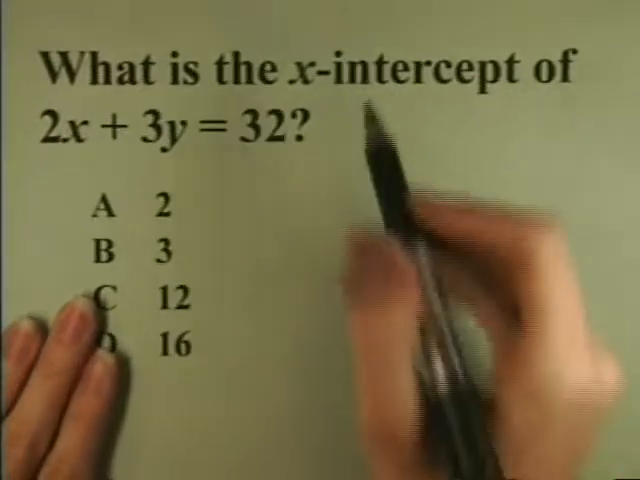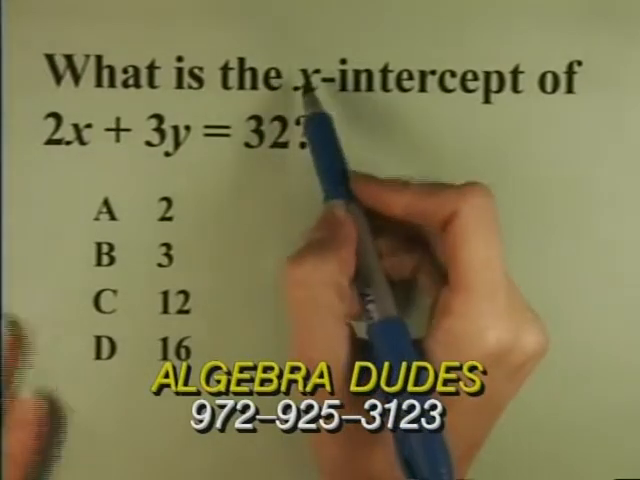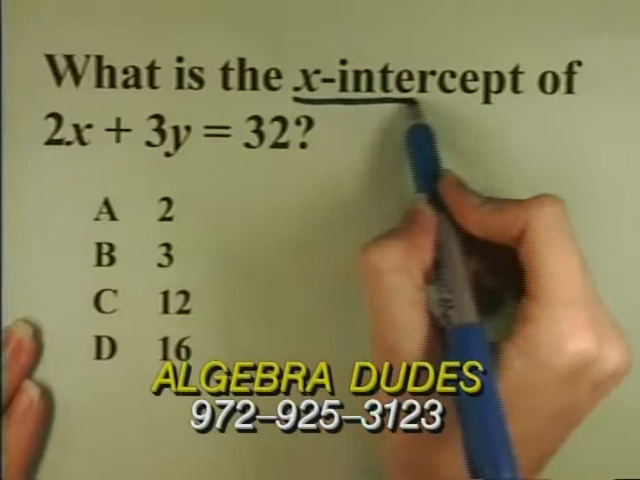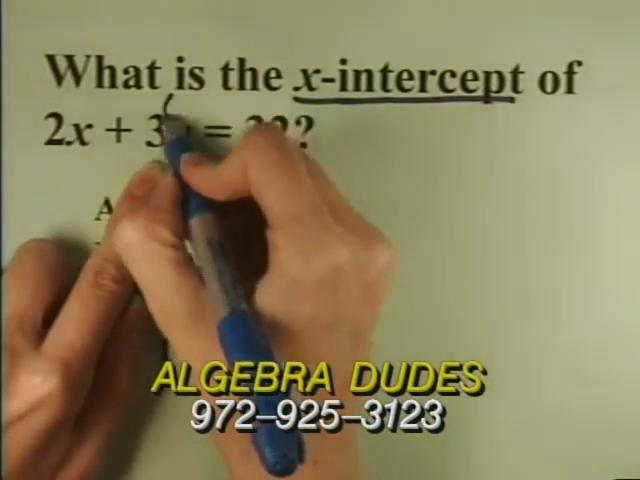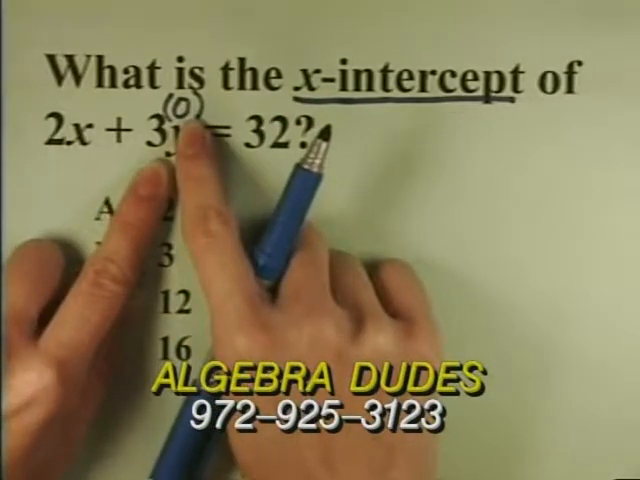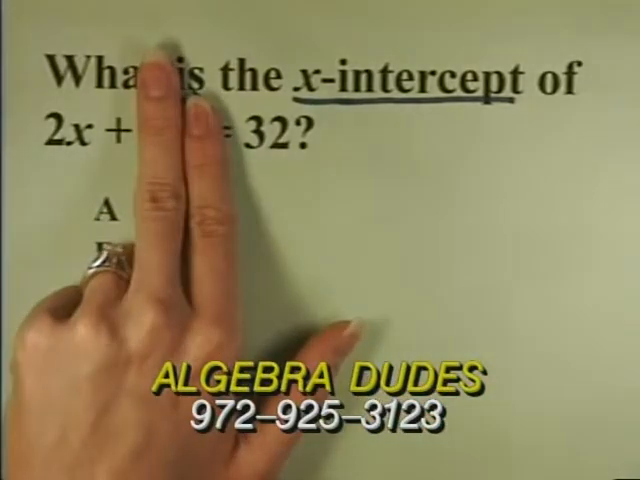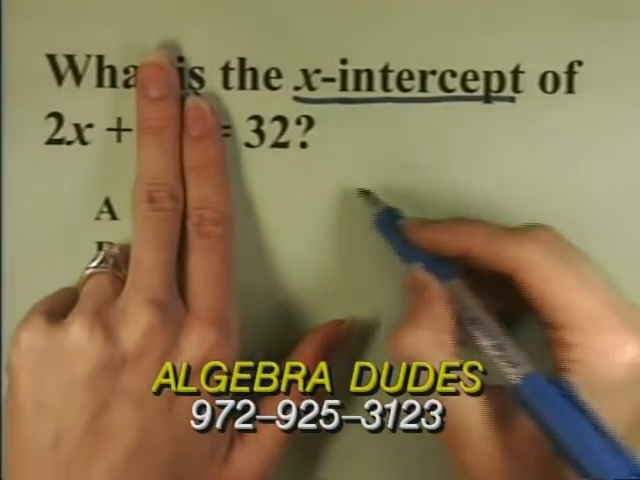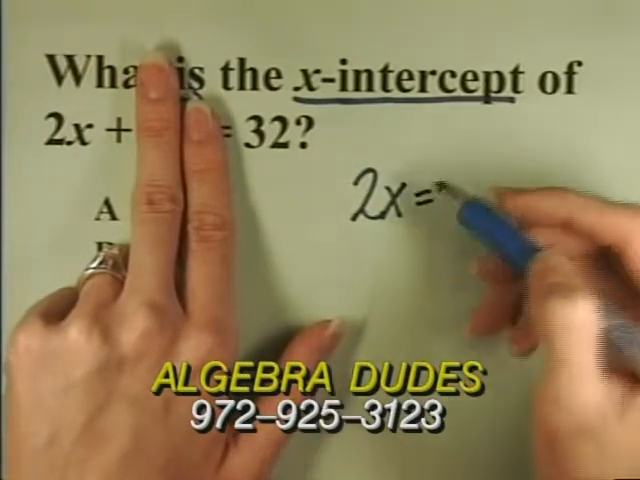X-intercept. Anytime you're looking for the x-intercept, what does your y always equal? 0. So subtract, and this is going to help you with today's homework that I gave you guys. So, for the x-intercept, what does your y equal? 0. So, what's 3 times 0? 0. So, can I just cover up the y and pretend it's not there? Yes. Okay, tell me what's left over then. 2x equals 32.